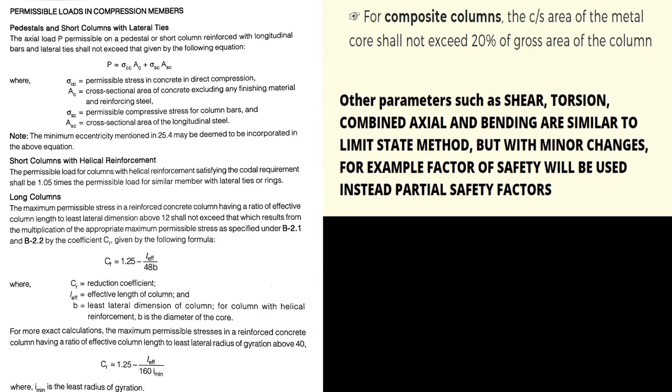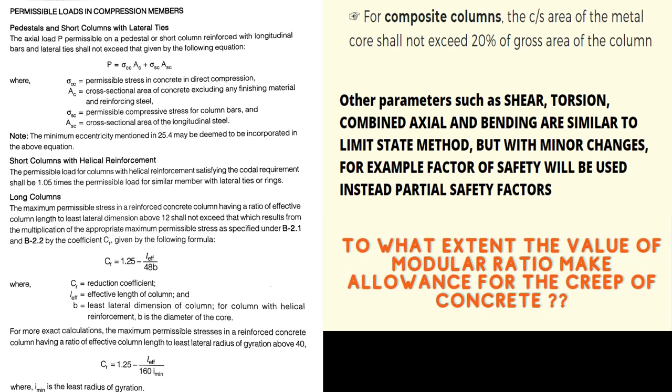Other parameters such as shear, torsion, and combined axial and bending, as we have seen in the limit state method, are very similar in the working stress method also, but with minor changes. For example, we don't use partial safety factors in the working stress method, we use only a factor of safety. And the question for you is, to what extent does the value of modular ratio make allowance for the creep of concrete? Modular ratio means what?